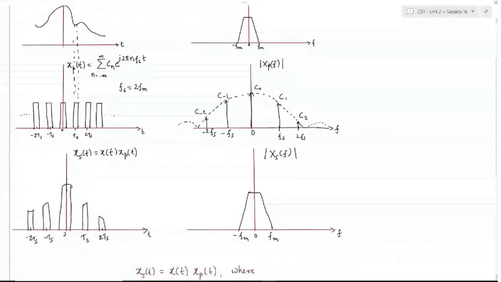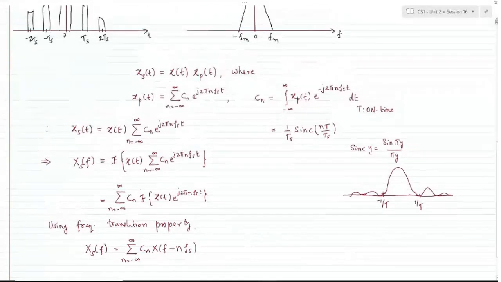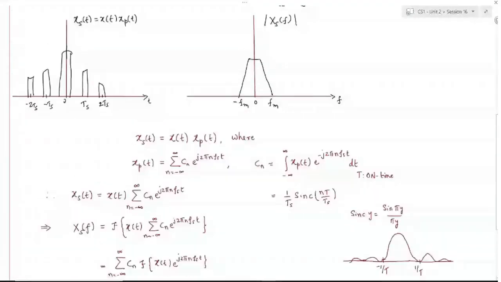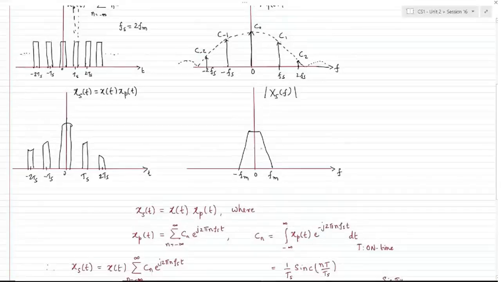As you can see, we have derived an expression of xs of f. It is C1 times x of f minus fs. So I need to multiply this shifted version of x of f by an amount of fs and multiply its amplitude by the coefficient C1. So I need to look for the amplitude of C1 and try to shift the sampled version.